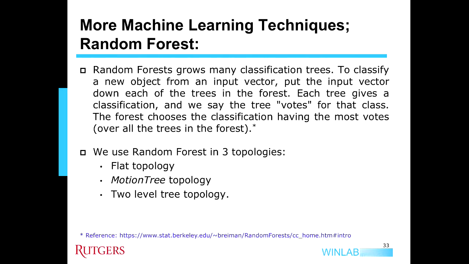Random forest basically builds a bunch of trees, and it takes the average of the results from those trees. So each tree will vote for something, and the total is the larger voting. We use two topologies for this technique. We use a flat topology, and the same tree structure that we have in the motion tree, which is a 2-level topology. I'll explain what that means.